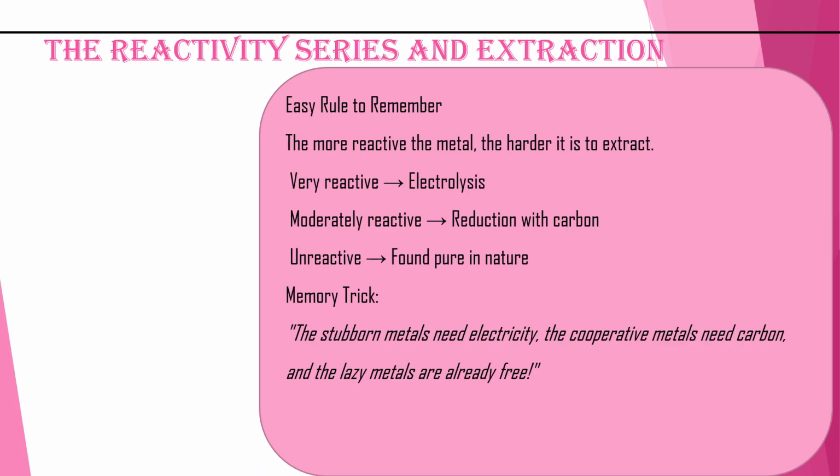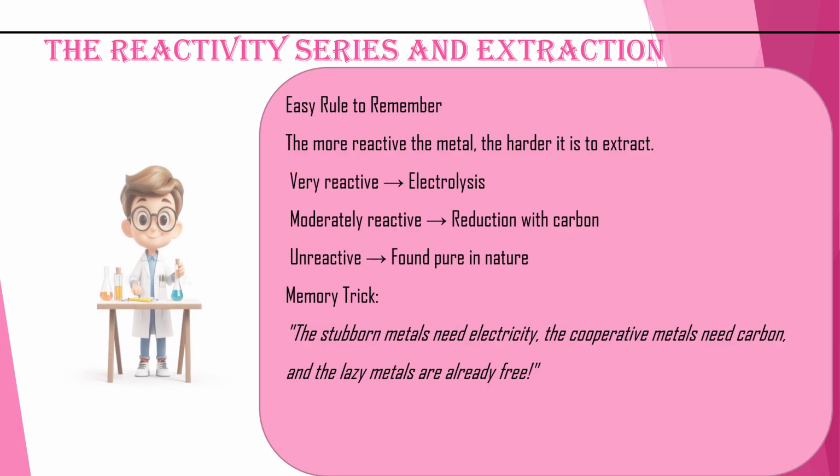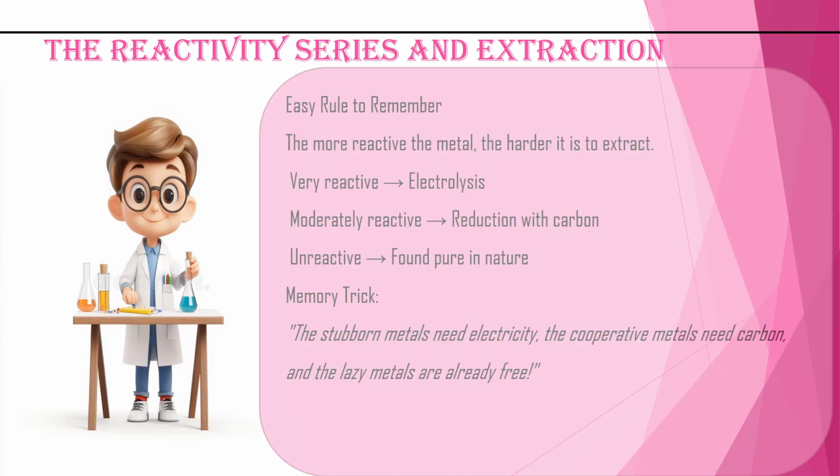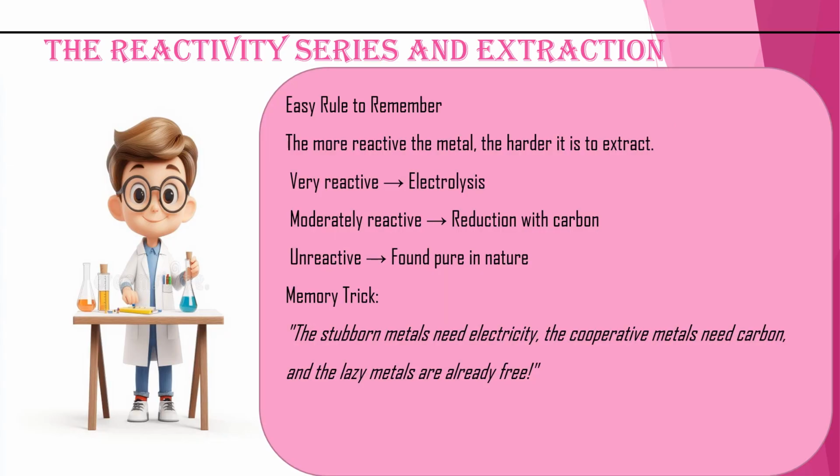So the easy rule to remember is that the more reactive the metal, the harder it is to extract. Very reactive, you use electrolysis. When you have moderately reactive metals, you reduce them with carbon in order to extract them. And unreactive metals, you find them pure in nature. What is the memory trick? The stubborn metals need electricity, the cooperative metals need carbon to convince them, and the lazy metals are already free.